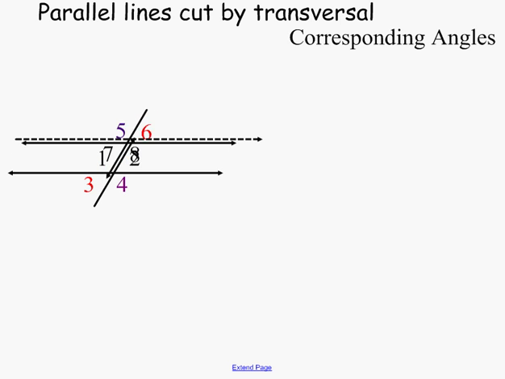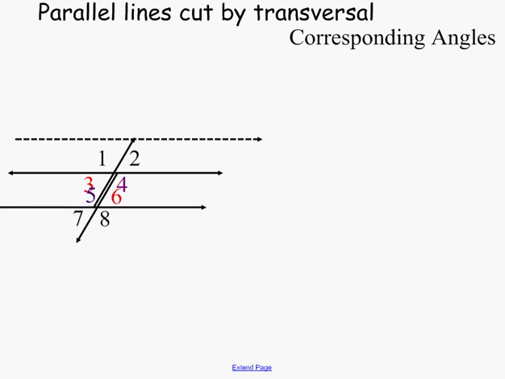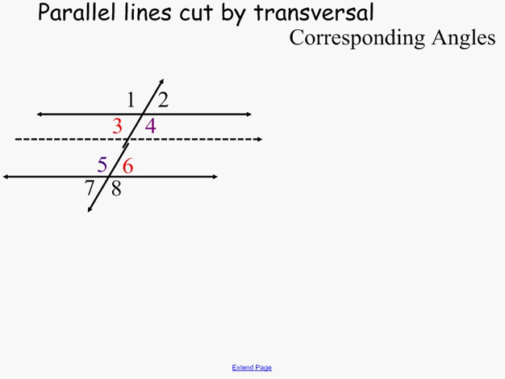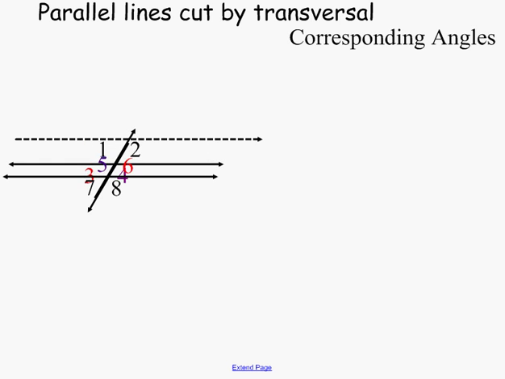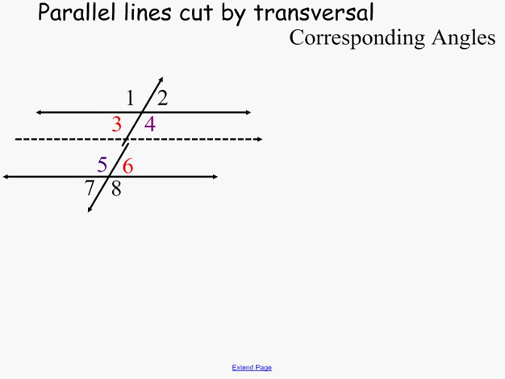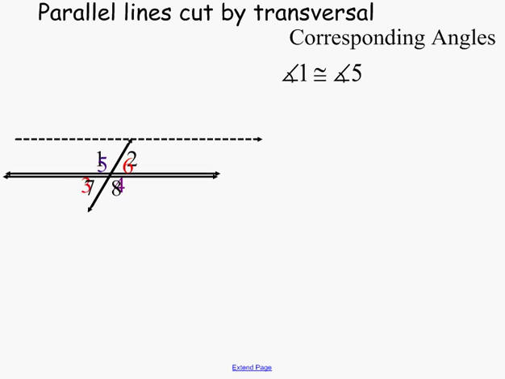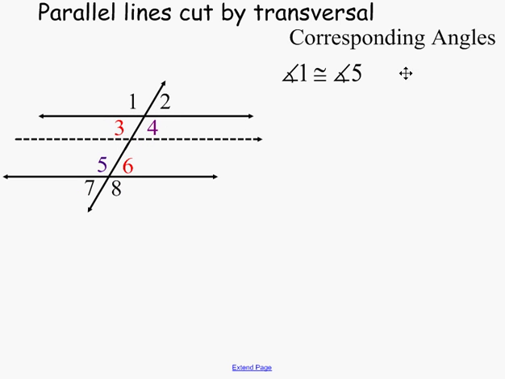Corresponding means that if I take the top part, whoops, I took the bottom part there, my apologies, let me do that again. If I take the top part and put it right on top of the bottom part, where would each of the individual angles land perfectly? Wherever they land perfectly, that's the angle it corresponds to. So angle 1 corresponds to angle 5. Angle 2 falls perfectly on top of angle 6. Angle 3 falls on top of angle 7. And angle 4 does the same with angle 8. Those are your 4 pairs of corresponding angles.